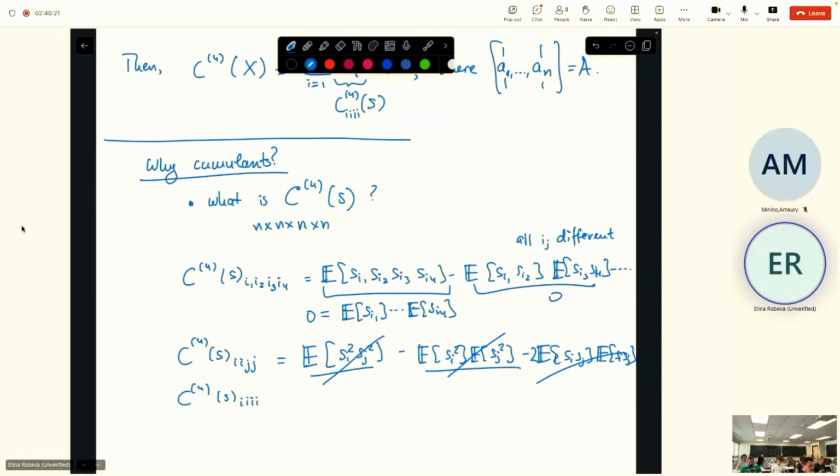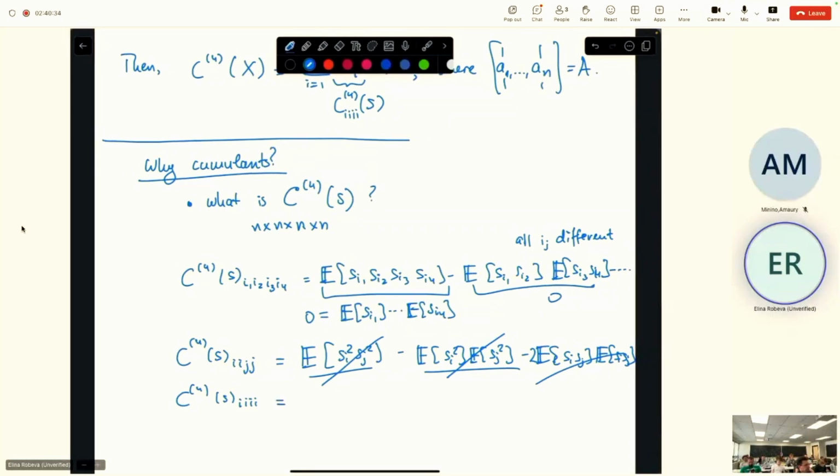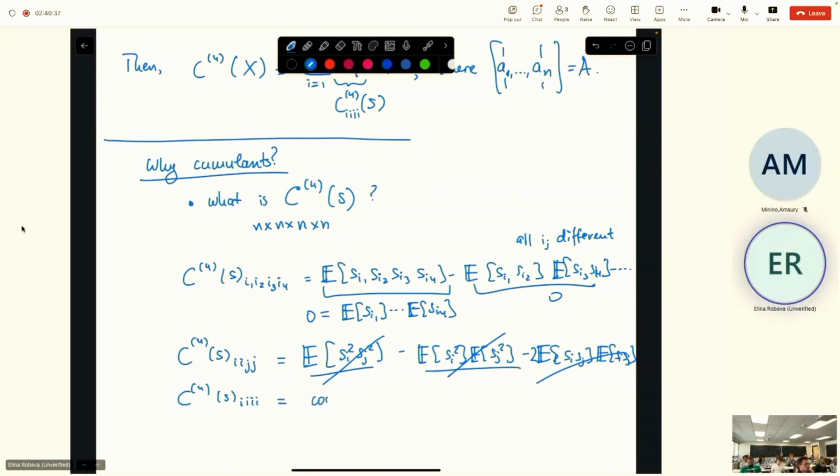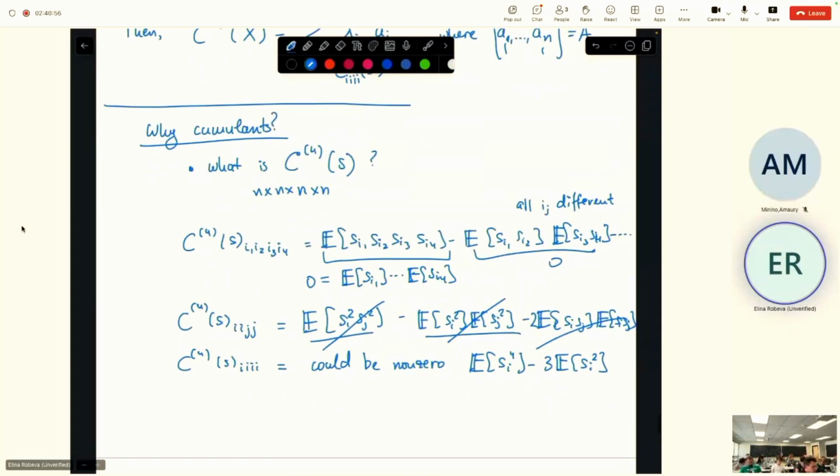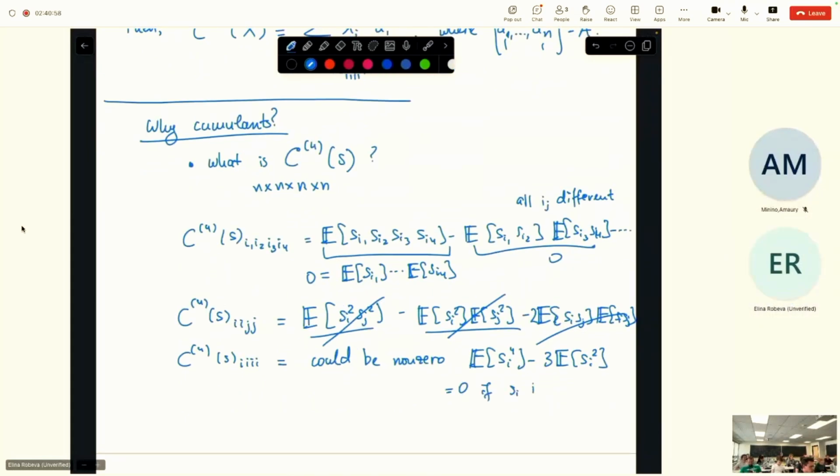The main point of cumulants is that because you're subtracting all of these pairwise products, you're canceling out these entries, so that the only non-zero entries are the diagonal entries. So this could be non-zero. It equals E of S_i to the fourth minus 3 times E of S_i squared squared, and this is the kurtosis of S_i. If S_i is Gaussian, this will be 0.